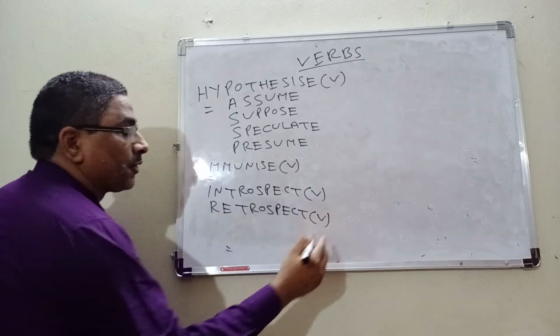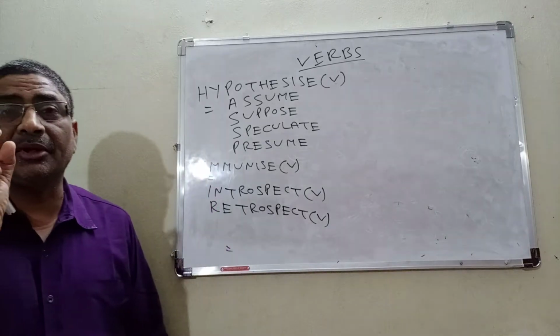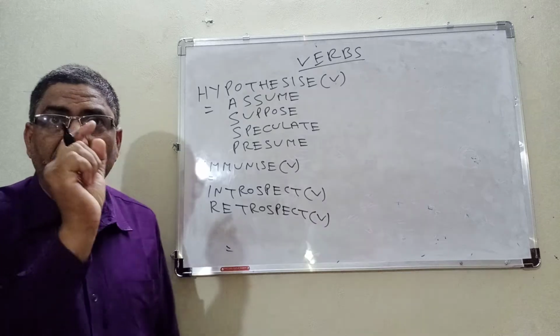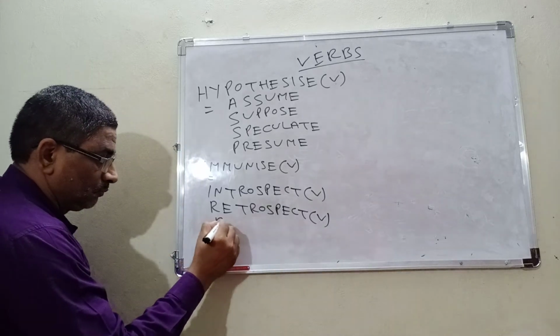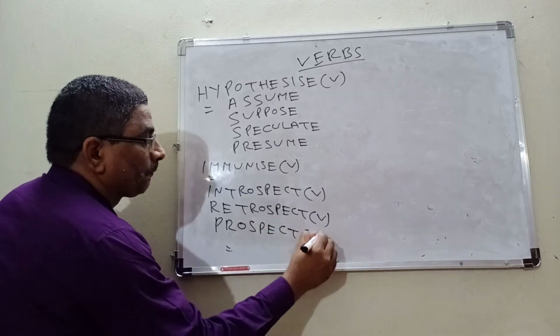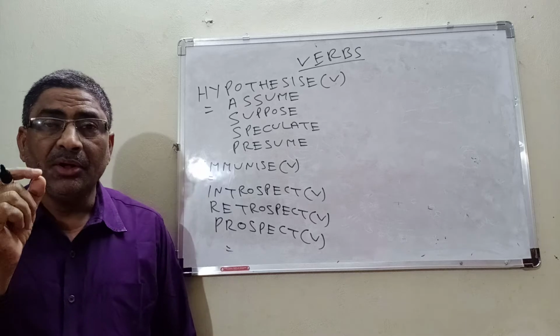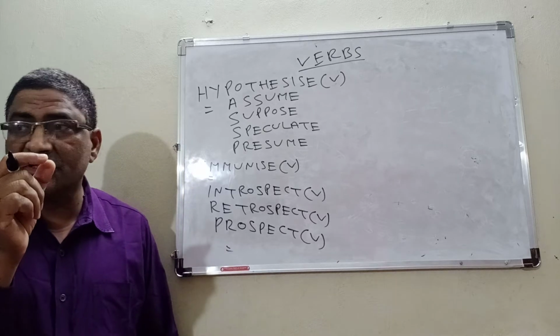Next verb, retrospect. Retro meaning is back. So retrospect meaning is to look back. Prospect meaning is to look in the forward direction, to look what is going to happen in future. That's called prospect.